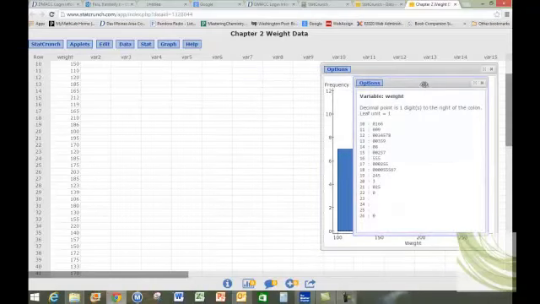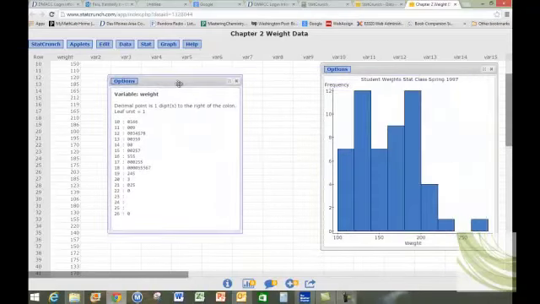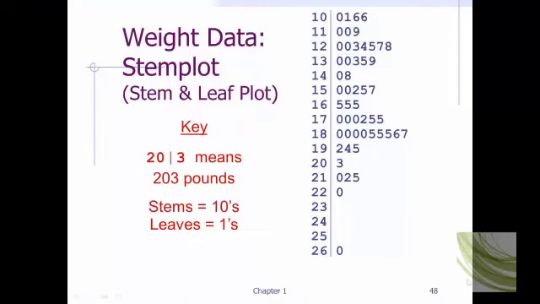And there we go. We have our stem and leaf plot. It looks very much like the one that we looked at in the slides. So pretty easy, huh? Again, this stem and leaf plot looks very much like the one we built using StatCrunch.